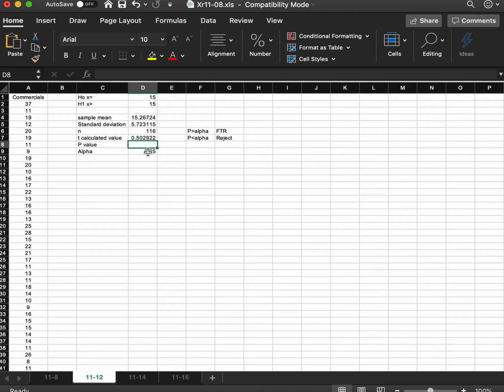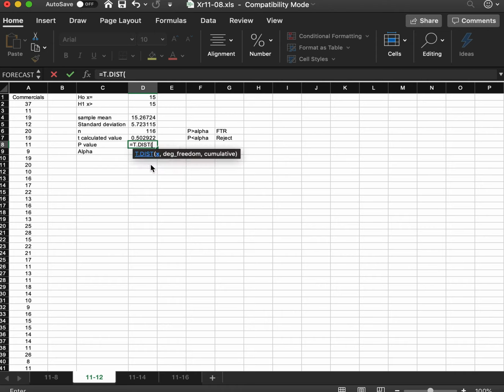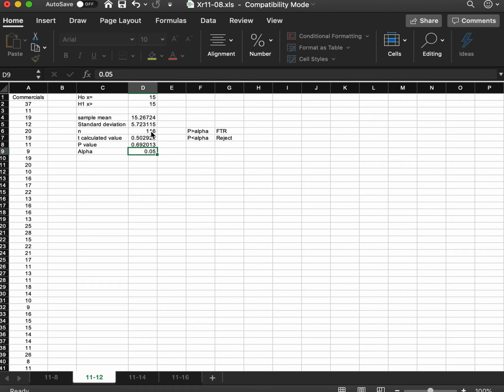For the t critical value, or your p-value, you want to use the command T.DIST, and it's going to be your x, which is your t-value, sorry. Your degrees of freedom is going to be your n, and you're going to put true. You hit enter, you should get 0.69, somewhere around there.